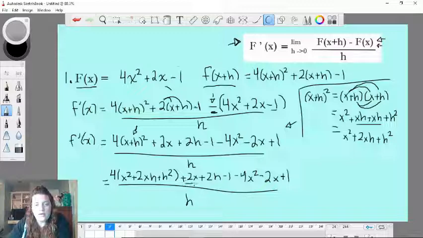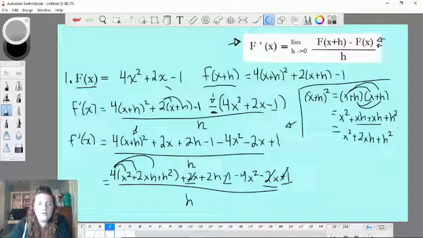So we have our 2x here and a negative 2x here. So what's 2x minus 2x? 0. And then negative 1 and a positive 1 here would mean negative 1 plus 1, which would make it just 0 again. To the front here, when you distribute this 4, it will change each term as well. So let's go do that on the other side.